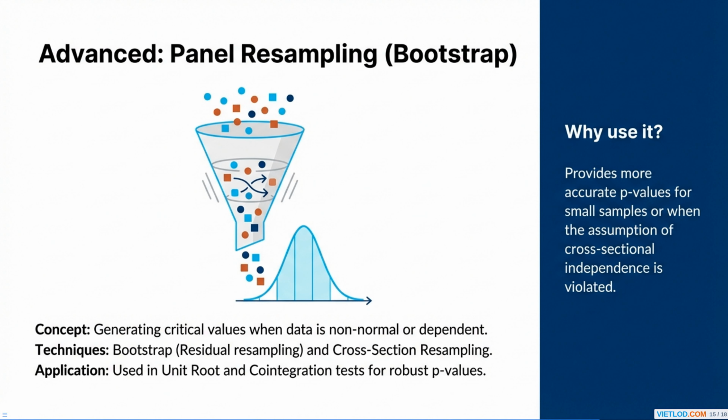The Dumitrescu-Hurlin test is more flexible. It runs individual Granger causality tests for each cross-section and then averages the resulting test statistics. This approach allows for heterogeneity, acknowledging that the causal relationship might differ across units.